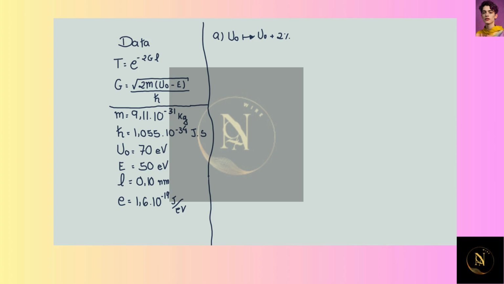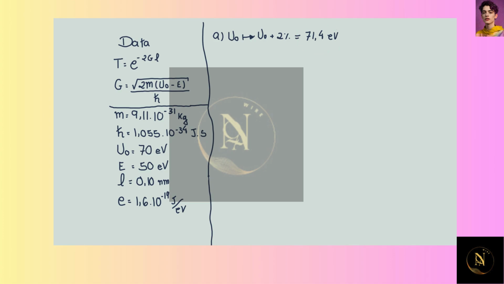In the first item, we have to calculate what is the transmission probability given that the barrier height is increased by 2%. So by increasing the barrier height by 2%, we get a new potential barrier that is 71.4 electron volts high. It's easy to see that this is the value because 1% of 70 is 0.7. And then 2% is 0.7 times 2, which is 1.4, and 70 plus 1.4 gives us 71.4. Then this is our new potential barrier.